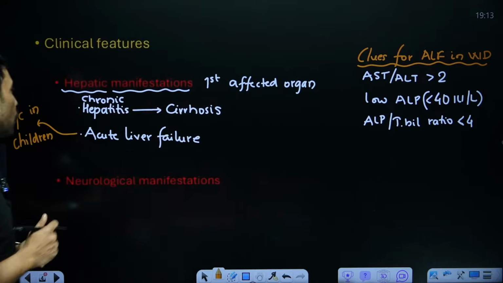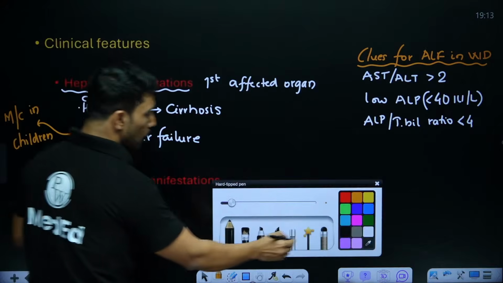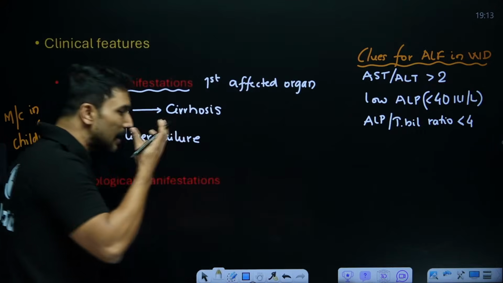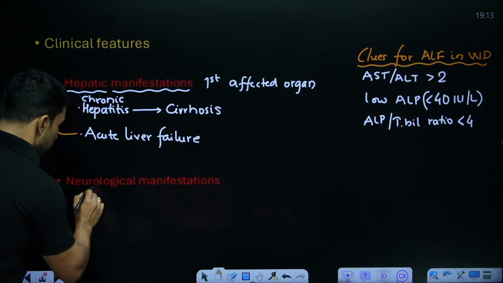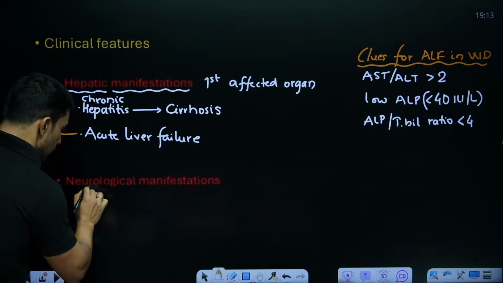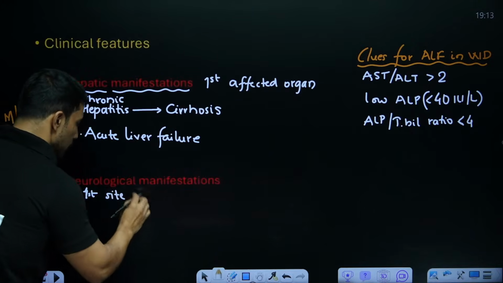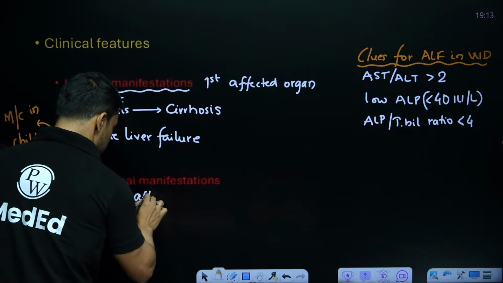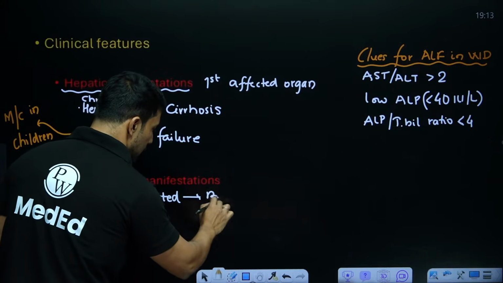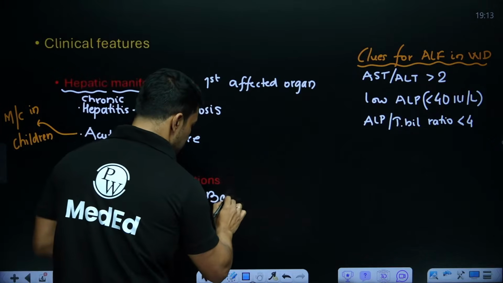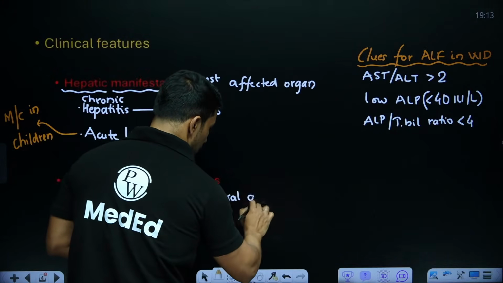Now coming to the neurological manifestations. The first site in the brain where the copper gets deposited, the first site affected in the brain, is going to be the basal ganglia. After that, the cerebellum and other structures get affected.